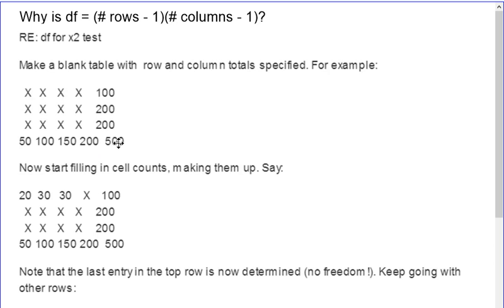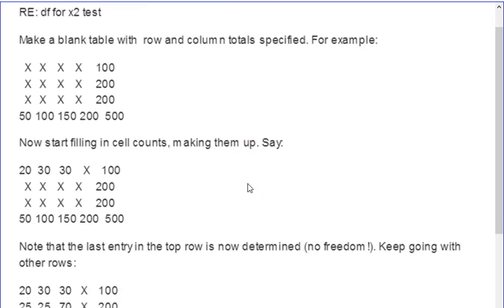So if we started just putting in any values we wanted to for these x's, noticing that these 4 have to add up to 100, I could pick any numbers that I wanted to for the first 3, providing they don't add up to more than 100. But the fourth one, once I pick the first 3, I am not free to choose randomly for this one. There's only one value that's possible now. So that last entry in the top row is now determined, no freedom.